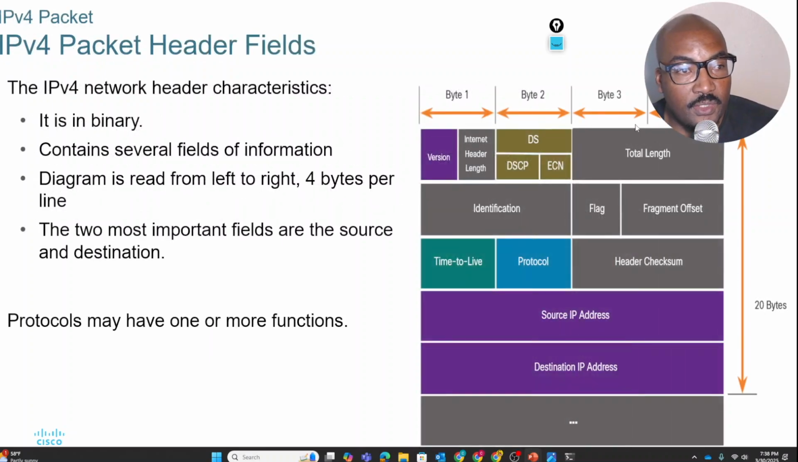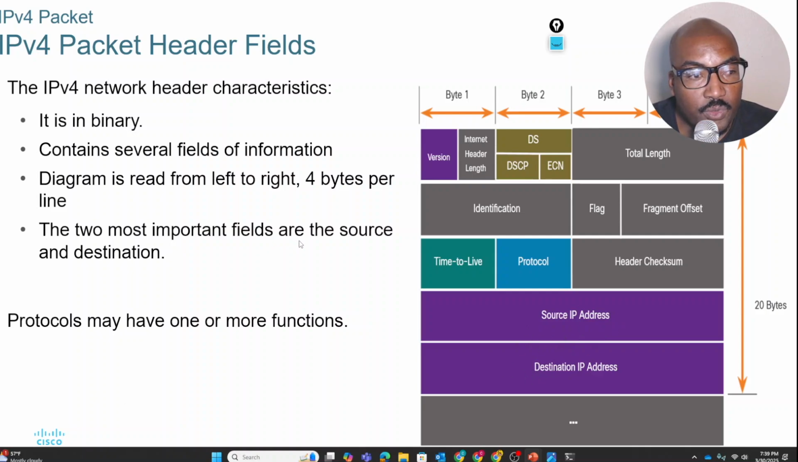So let's take a look at a sample header. We have 4 bytes per line, and the whole thing is within 20 bytes. It is in binary. Remember those binaries, the ones and zeros, all that good stuff. It contains several fields of information. The diagram is read from left to right, 4 bytes per line. So we have the version, identification, time to live, the protocol, the source IP, and the destination IP, right? So this is layer 3 in this area here.